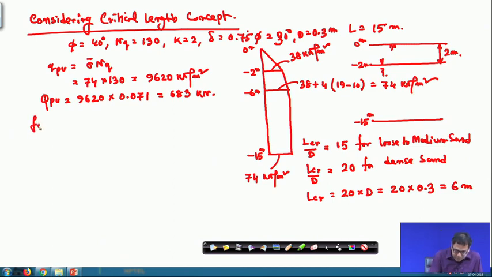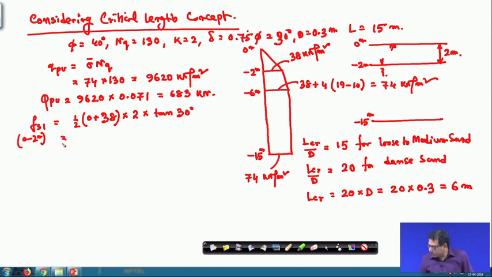Now, the friction part F s 1, that is from 0 to 2 meter. So, again if you look at this diagram, this will be the average value, 0 plus 38 into 2, k is 2 and tan 30 degree. So, this is equal to 22 kilonewton per meter square, and F s 2, that is 2 meter to 6 meter.